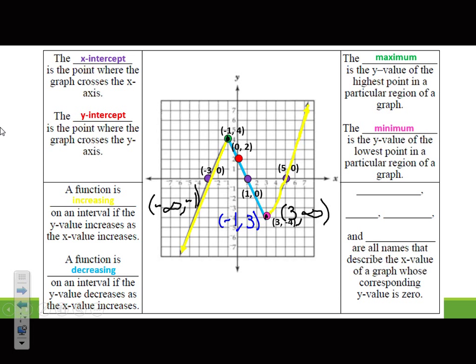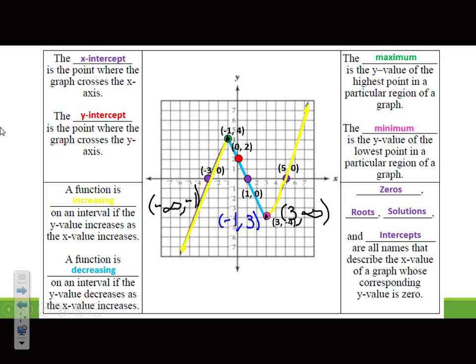Now our last thing right here, zeros, roots, solutions, and intercepts are all names that describe the x value of the x-intercept of a graph whose corresponding y value is 0. So we're going to talk a lot about zeros, roots, solutions, intercepts. It's going to be on the x-axis where the y value is going to be 0. All right, that's all for our foldable.